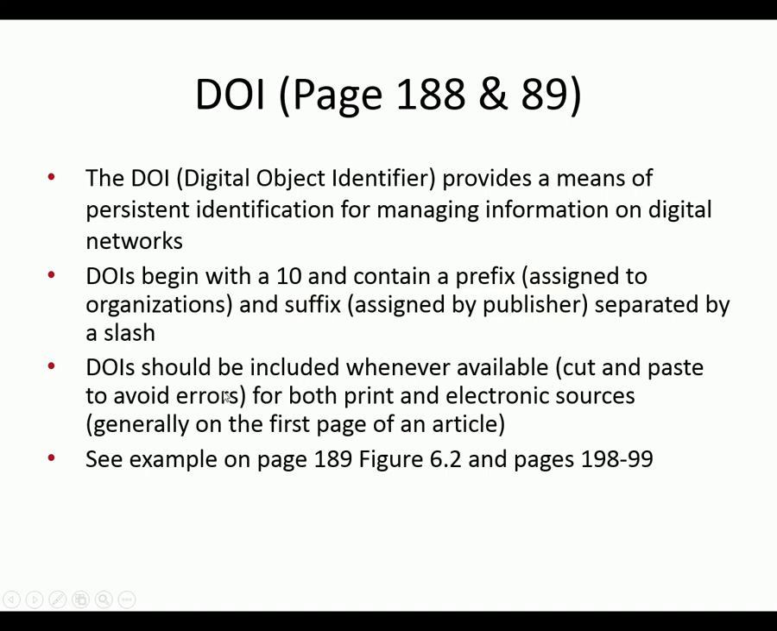Okay. Again, it gives you examples of DOIs in the system on page 189. DOIs should be included whenever available, and you can just simply cut and paste to avoid errors in the DOI. So if you look at figure 6-2 on page 189, you can see down at the bottom, they have the copyright 2008 by the American Psychological Association, and then it gives the DOI number. That's where you would find it if an article has a DOI number.